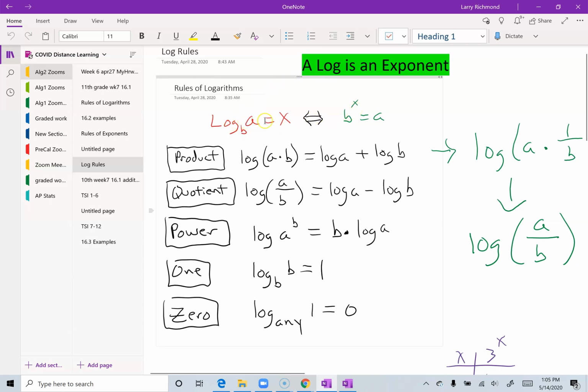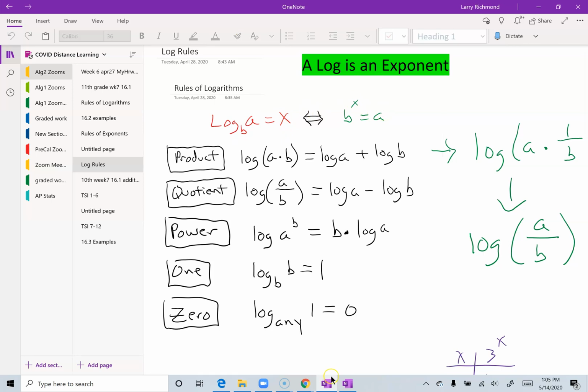Log base b of a equals x can be converted to an exponential equation. The base of our log is the base of the exponential. The equals-to value is the exponent. A log is an exponent. And whatever we're evaluating the log of goes on the right-hand side. b to the x equals a.